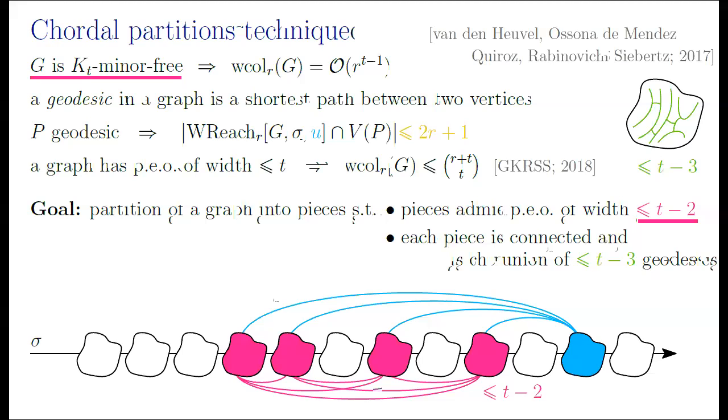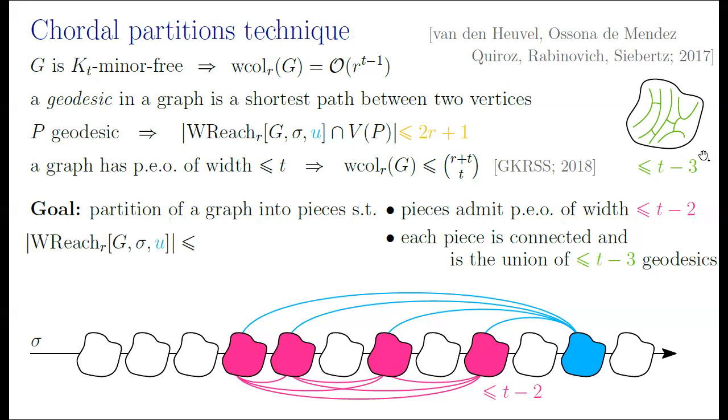Maybe let me comment on this t-2. This is for free, actually, because if you have pink pieces and a blue piece, they form a minor of a clique, because I insisted on connectivity of the pieces. So you cannot have t. So t-2 is for free. If you have a perfect elimination ordering of this kind, then it has at most t-2, this width or whatever.